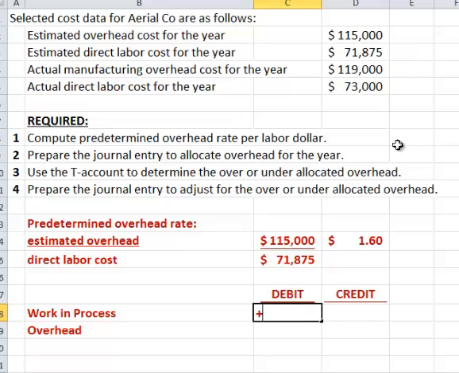So where is direct labor? The actual direct labor is 73, and we're going to put in 1.6 or 160% of that into work in process. That's going to come out of overhead control, and overhead control is the account where actual and applied are compared to find out if we get over or under. So let's look at that T account and see how that would work.